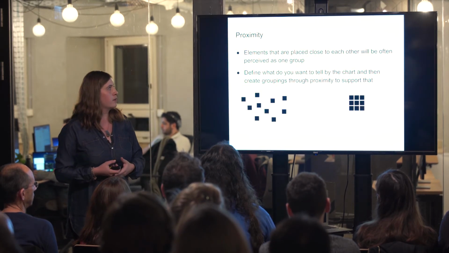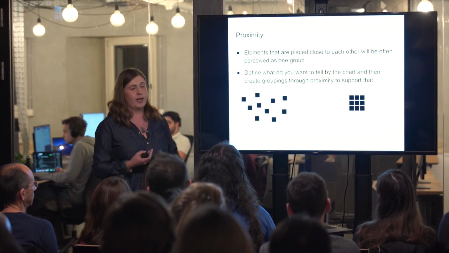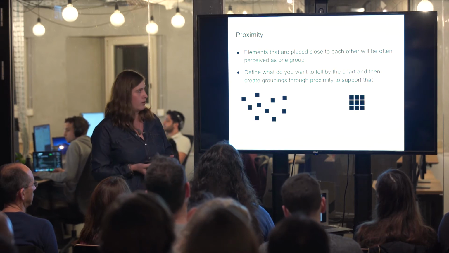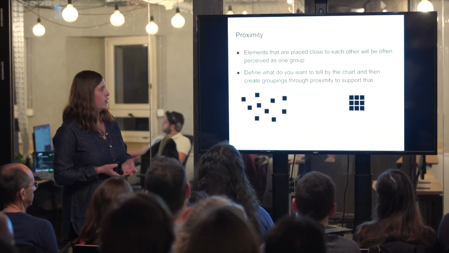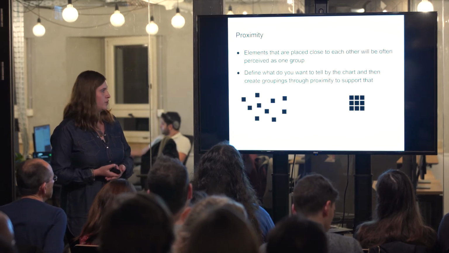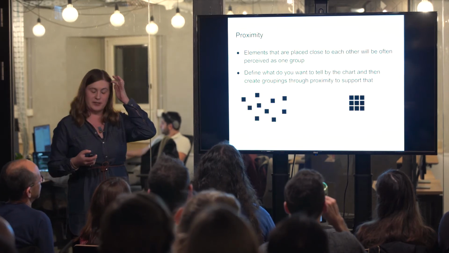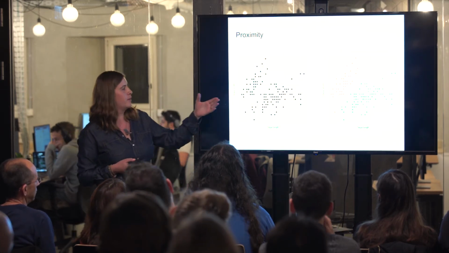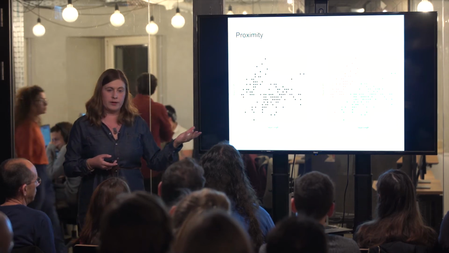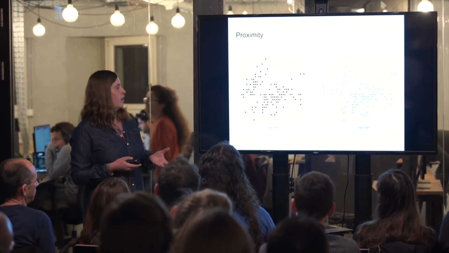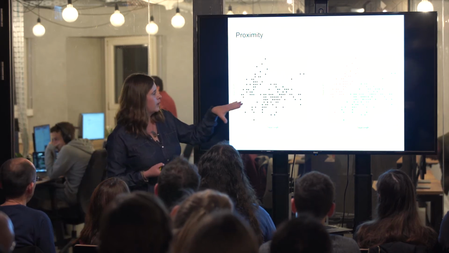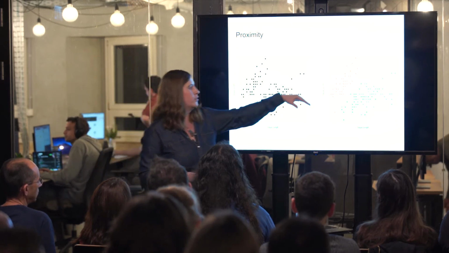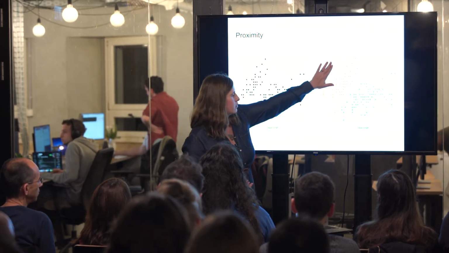The next principle is proximity. Elements that are close to each other are perceived as one cluster, one whole. So define what you want to tell with the chart and then create groupings. How can you create groupings? You can create groupings by using different colors or different shapes. For example, here on this side, we see it as a blob. But once we introduce color, we see this part is distinguished from this.